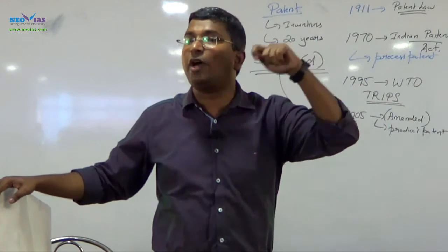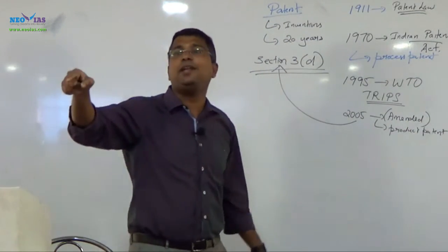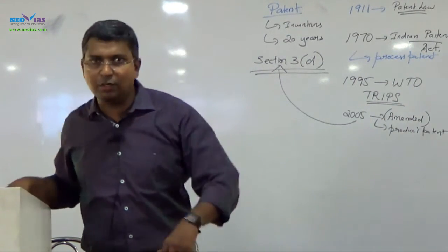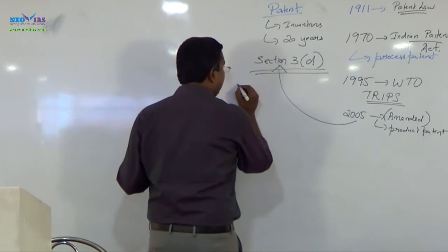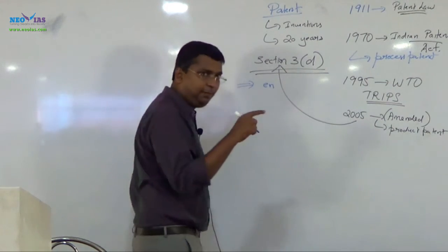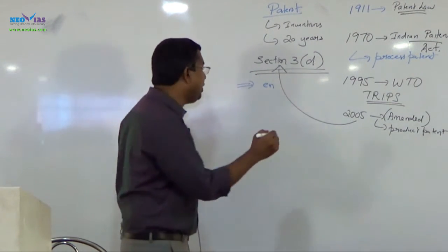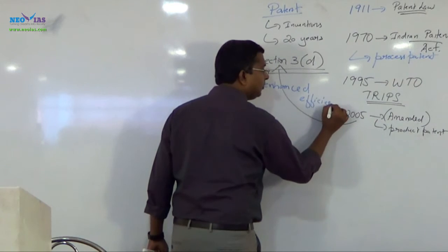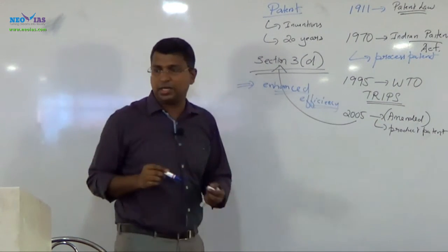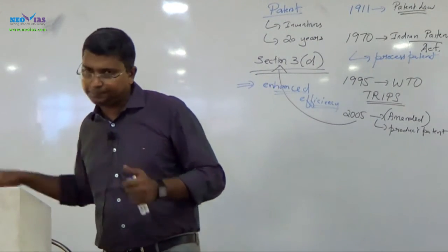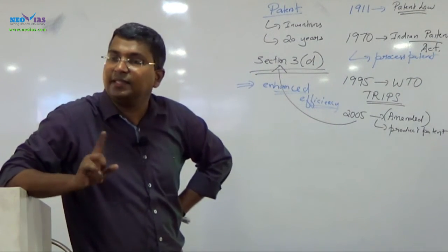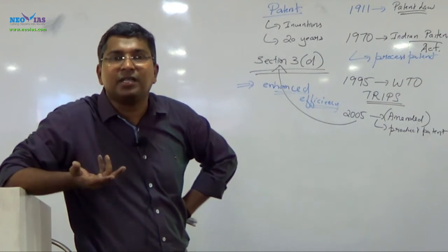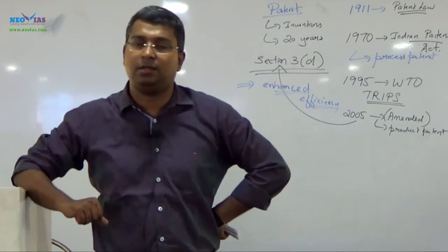Now you tell me, why has the government inserted Section 3D? To prevent evergreening. What Section 3D has introduced is that to get a patent for an already patented drug, if you want to extend it, you need to prove that the drug has enhanced efficiency. Enhanced efficiency: this word is used in Section 3D. And the section has not defined what this enhanced efficiency is.